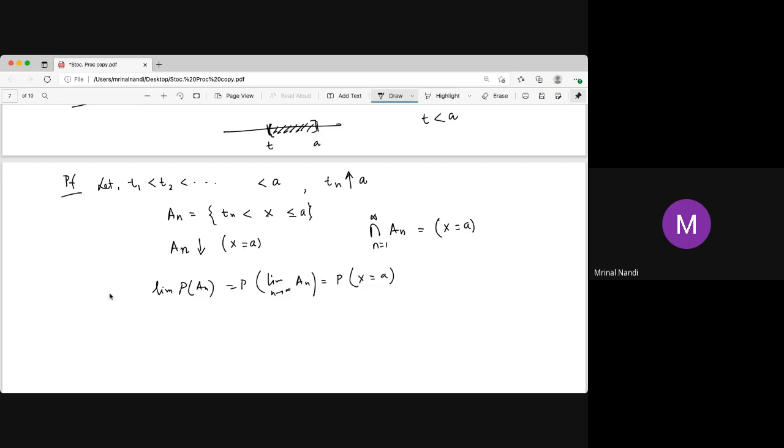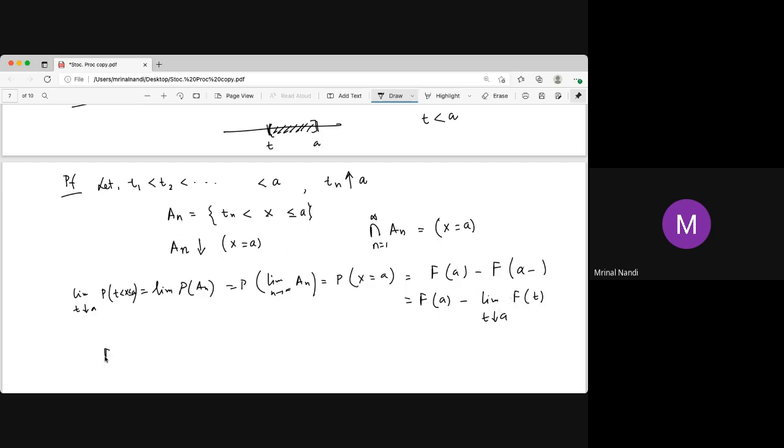Now this limit is actually the limit as t drops to a. So this completes the proof, and this is nothing but F(a) minus F(a minus), the left hand limit, or you can write that as F(a) minus the limit as t drops to a, t always less than a, of F(t). The same thing, F(a minus) is actually the limit of this. This is by definition.